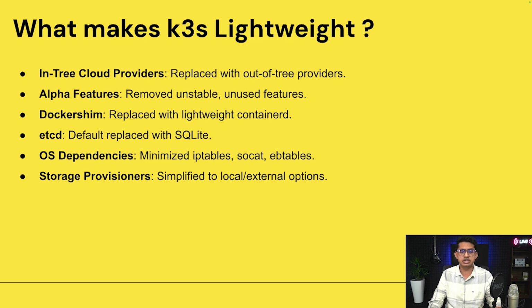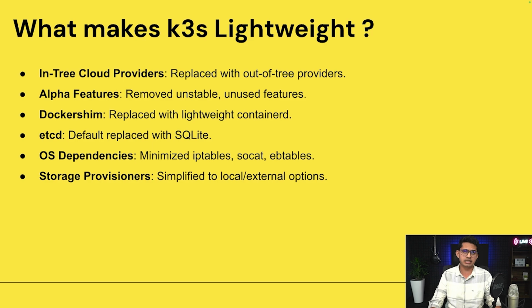Traditional Kubernetes used to come with a lot of networking components like iptables for network filtering, socat for network communication, and ebtables. So what K3s has done is replace these heavy components with lighter alternatives.